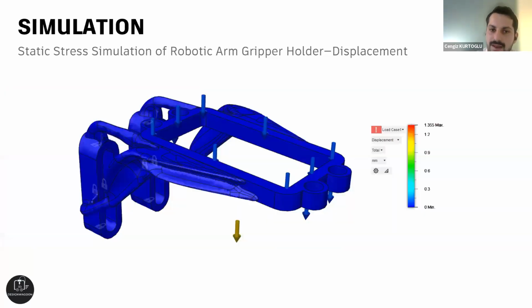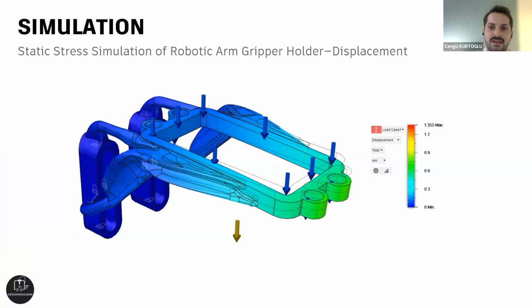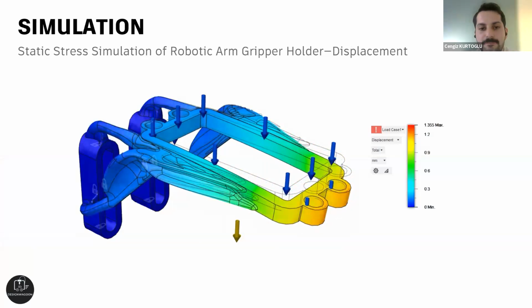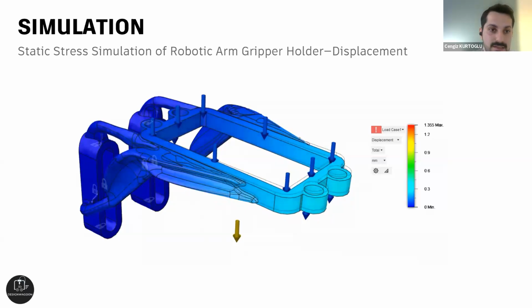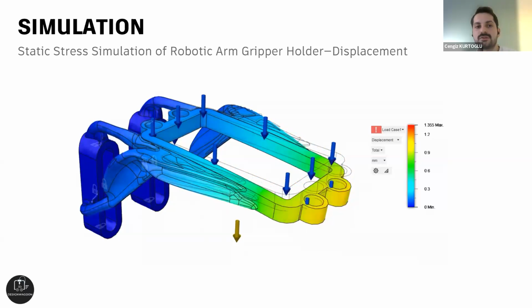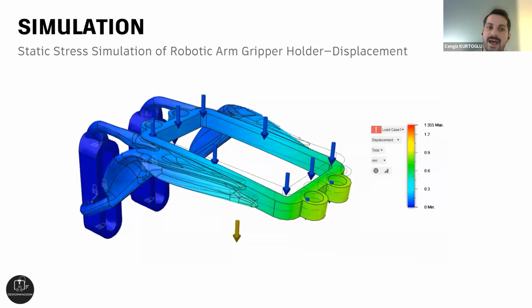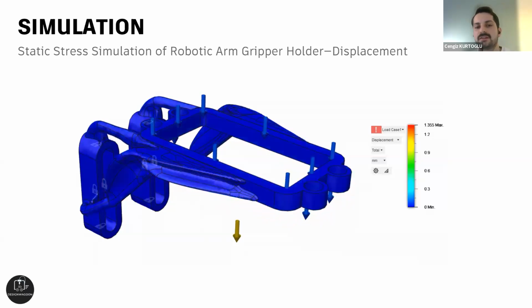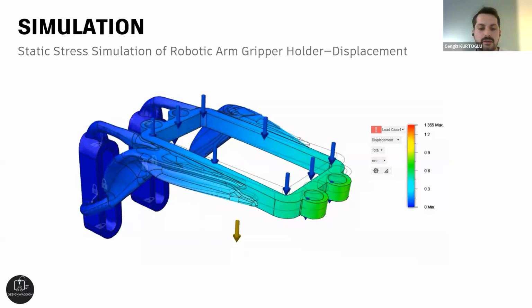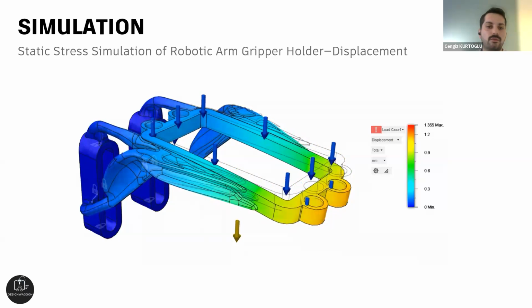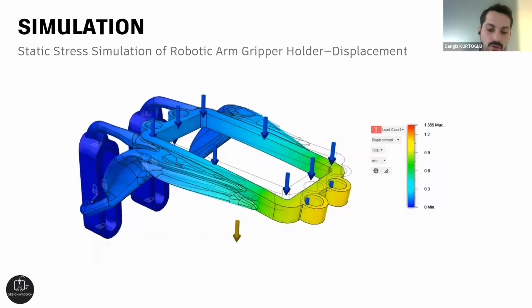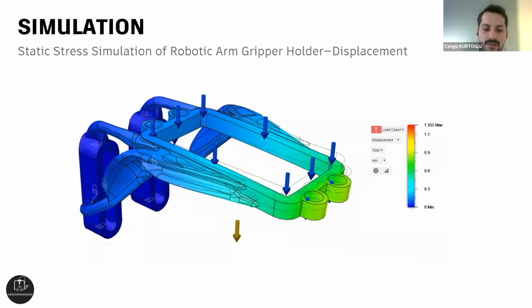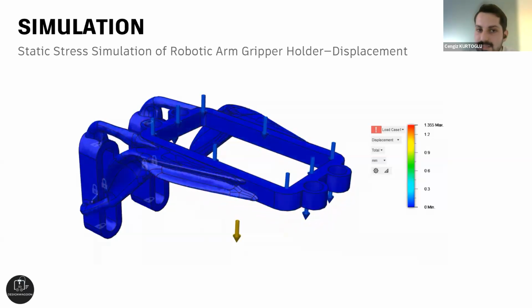Well, another important workspace, which we will discuss in our next webinars, is simulation analysis. In Fusion, you'll have direct access to different types of analysis tools, like static stress simulation of a robotic arm gripper holder, or topology optimization, or thermal stress, or directly to get knowledge about nonlinear static stress analysis.